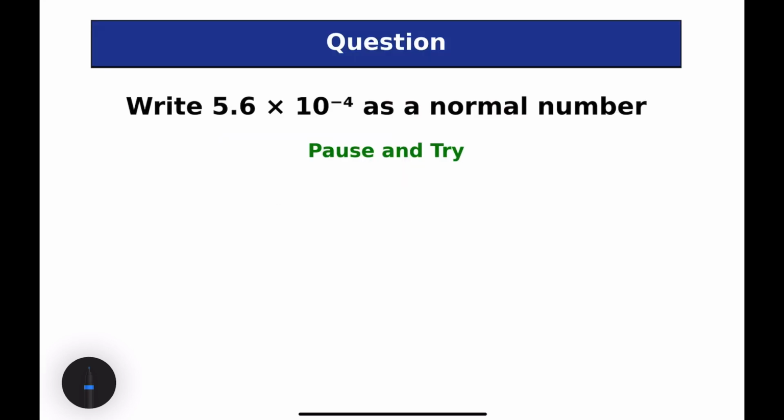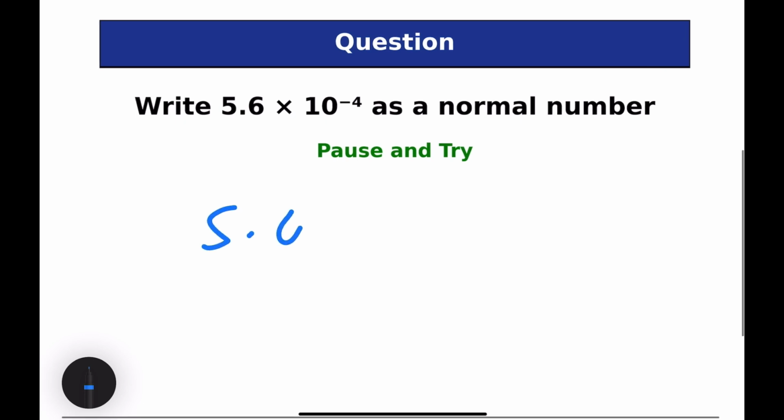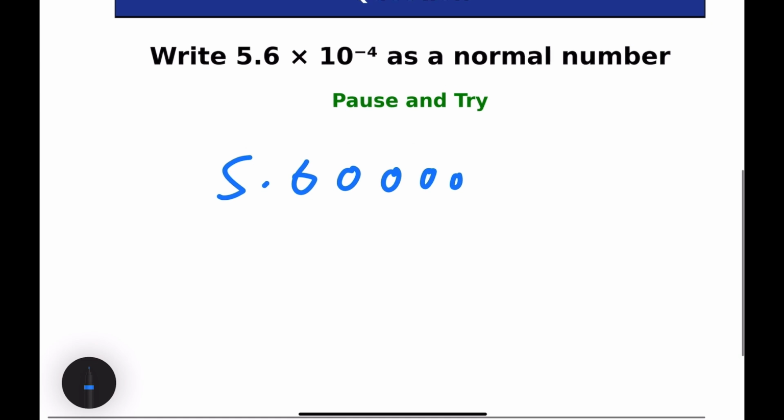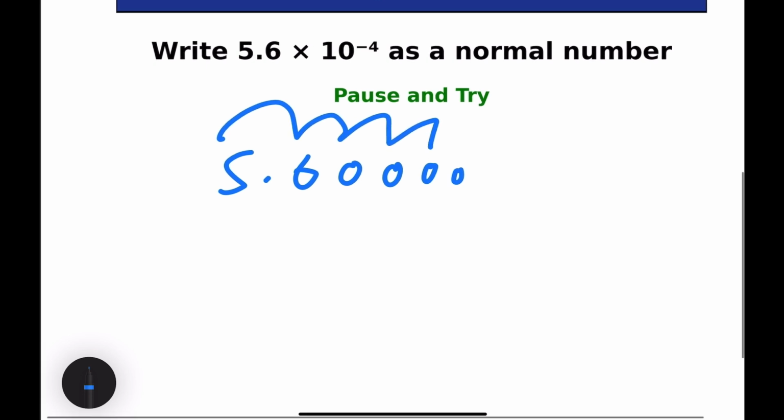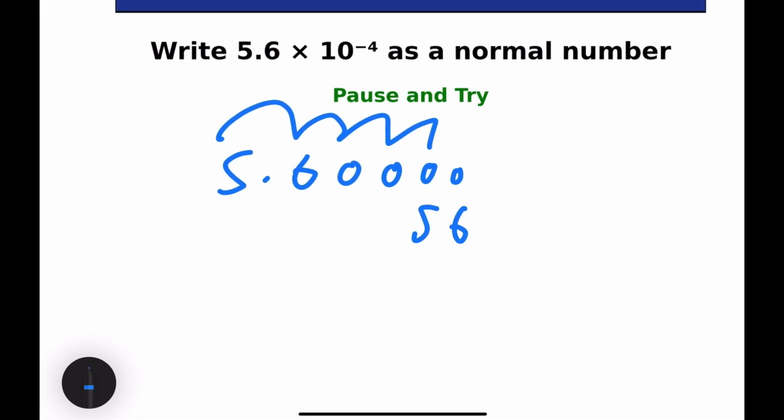Okay, I've got another one for you to try. Pause the video, have a go, come back to watch the solution. So let's write it as 5.6 with a few zeros. So we're going to want to move the 5 4 times to the right, as it is a negative. So 1, 2, 3, 4. So the 5 is going to go there, the 6 will go after it, and then let's fill in the zeros. So that is the final answer.